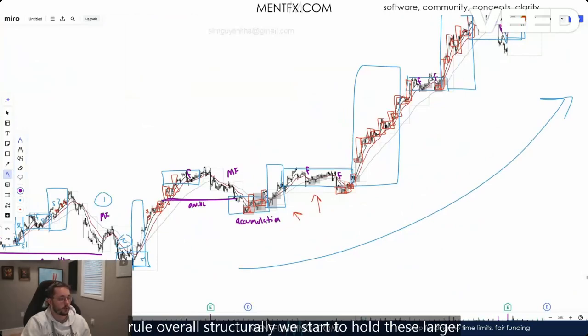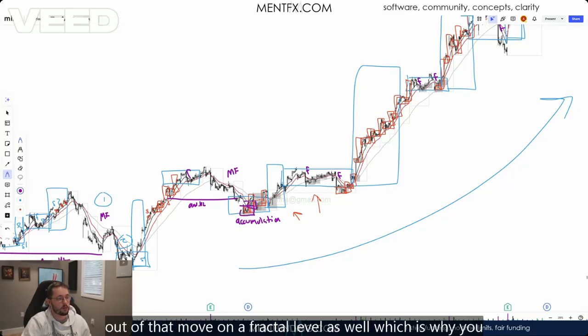Major flush creates that rule. Overall, structurally, we start to hold these larger structural legs. Those structural legs lead to major flushes, which hold and start accumulations due to the anticipation of the higher low rule. Those stage 1s start creating MBs out of that move on a fractal level as well, which is why you have fractal stage 1s and 2s within that stage 1.